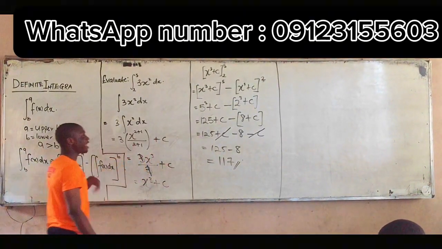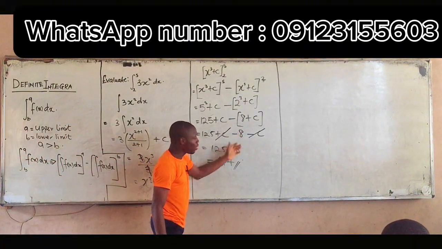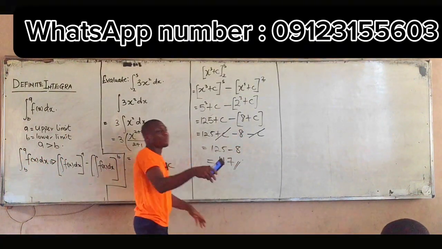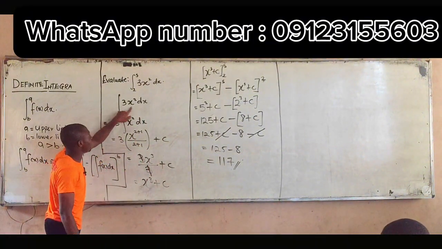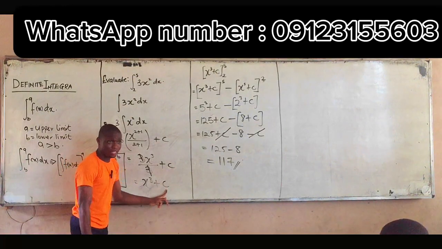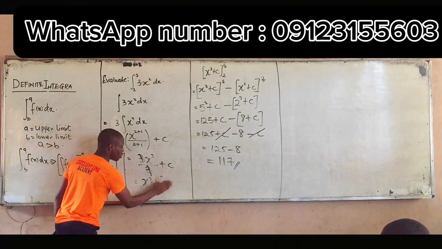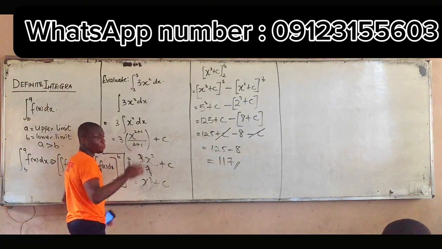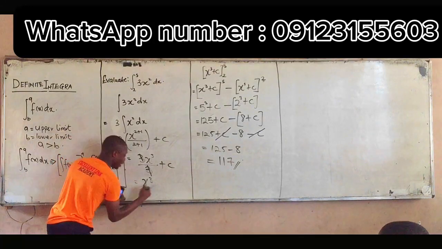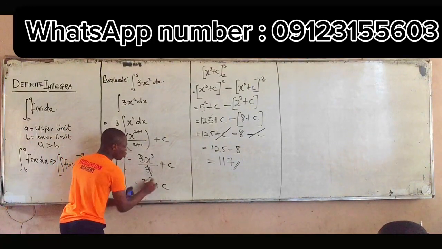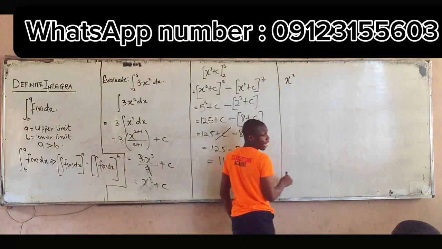Next, observe that the plus c here is cancelled at the end. I'm not having plus c here. So plus c is optional. Normally, if I integrate something of this nature, I must add plus c to my answer. But for a definite integral, plus c is optional. If I don't want to use plus c, I'll have x to power 3 as my answer.